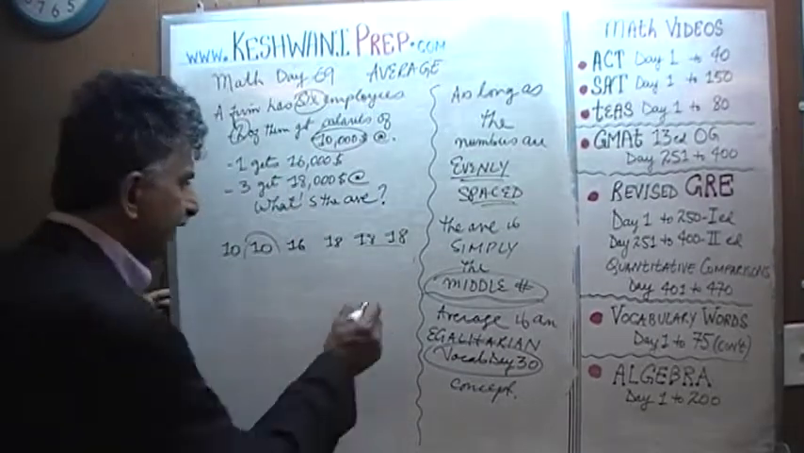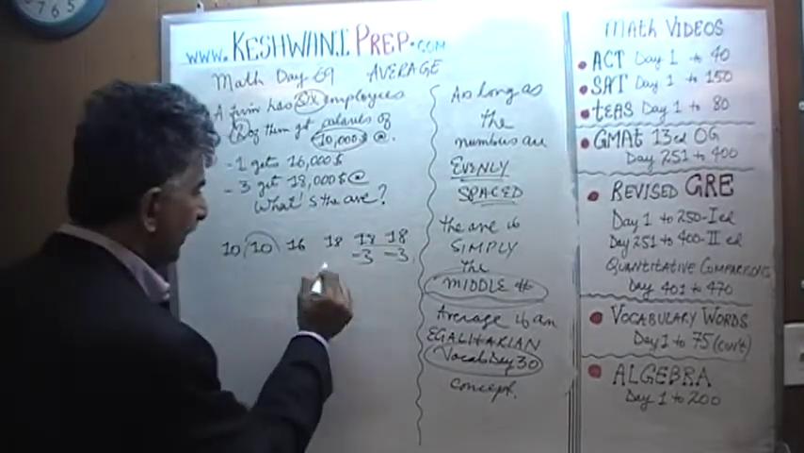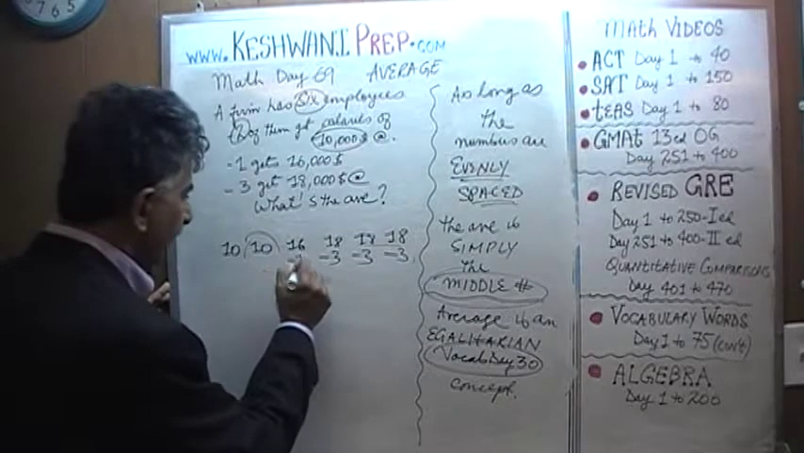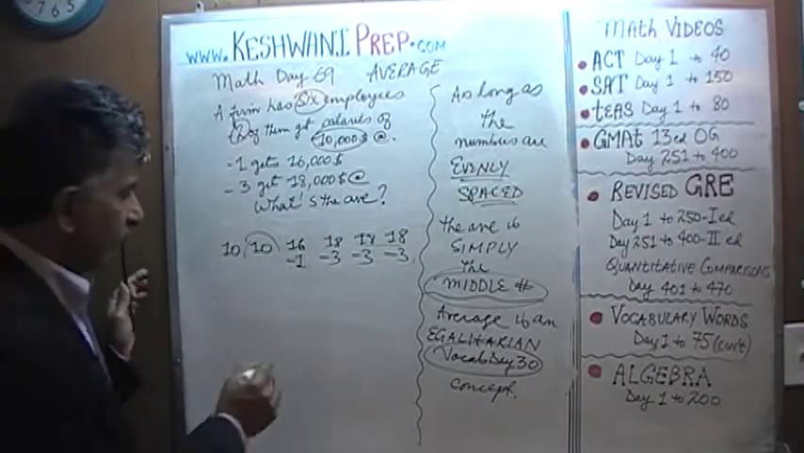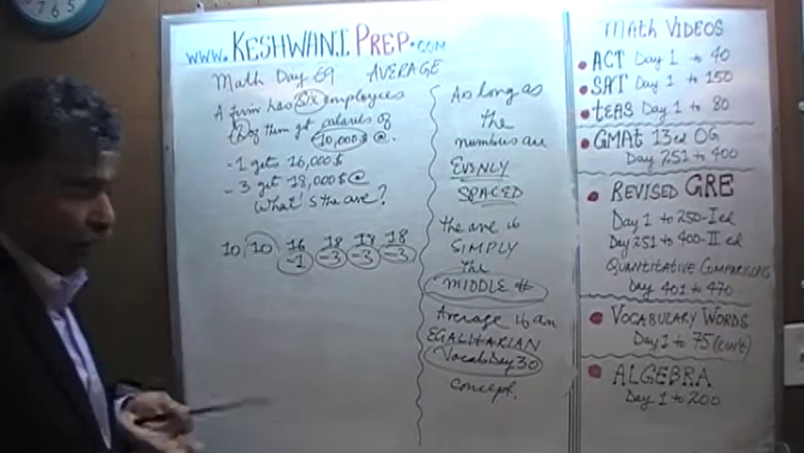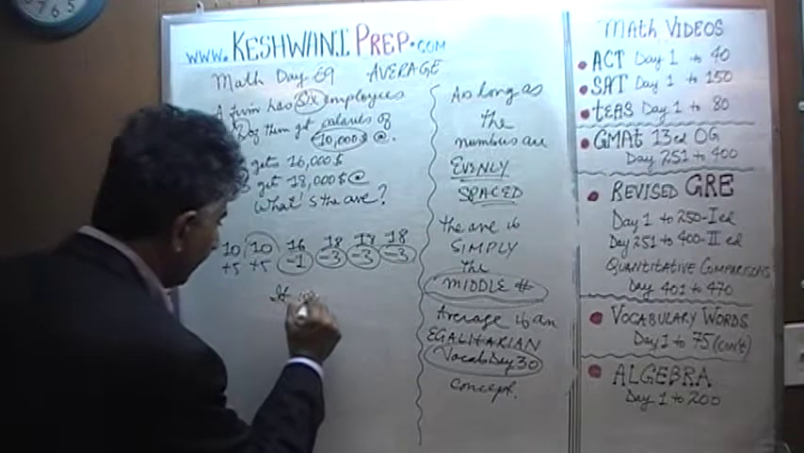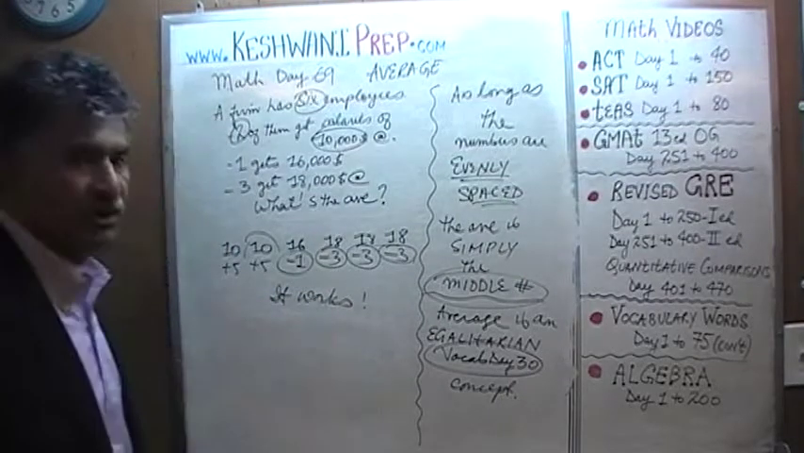We talked about it. Let's take away $3 from this guy to make him 15. Take away $3 from this guy. Take away $3 from this guy and take away $1 from this guy. How much have we taken away? We have taken away 3 plus 3 plus 3 is 9 plus 1 is 10. There you go, we are done. Give 5 to this guy and this 5 to this guy. It works. The average must be 15.